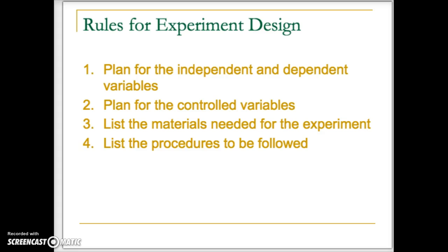So, rules for experiment design. Number 1, plan for the independent variables. Decide what you're going to change and what you're going to keep the same. Plan for the controlled variables. List the materials needed for the experiment and list the procedures to be followed.